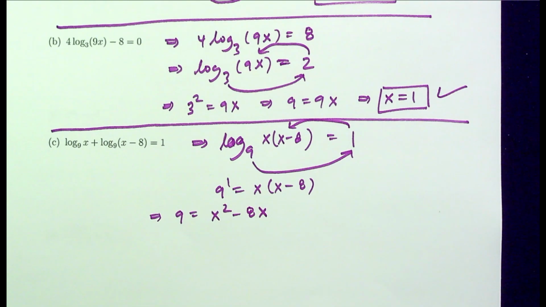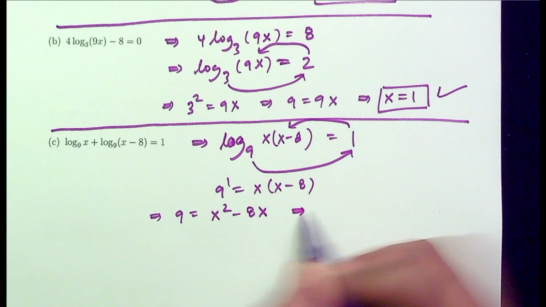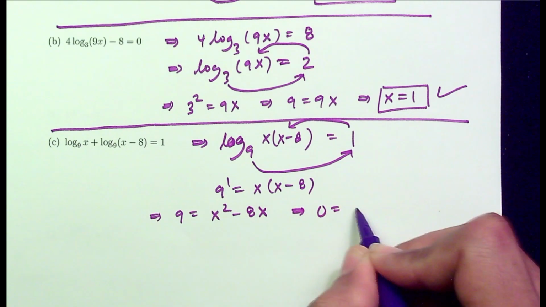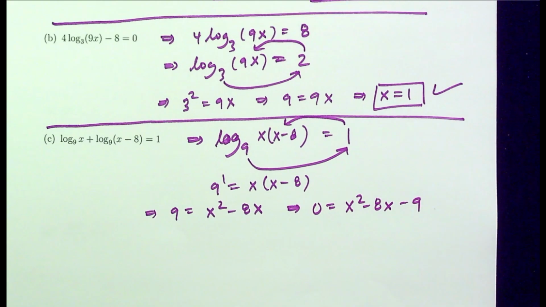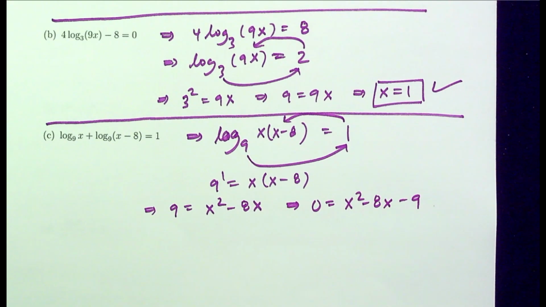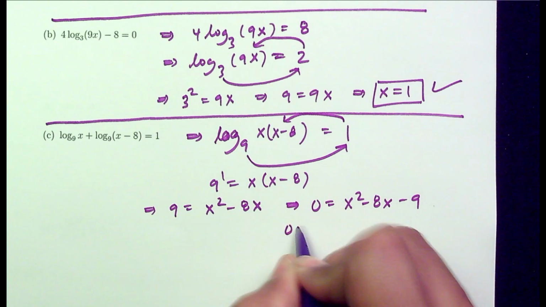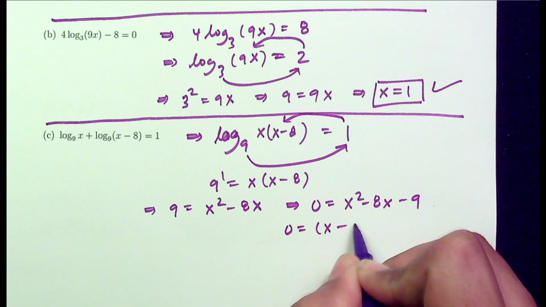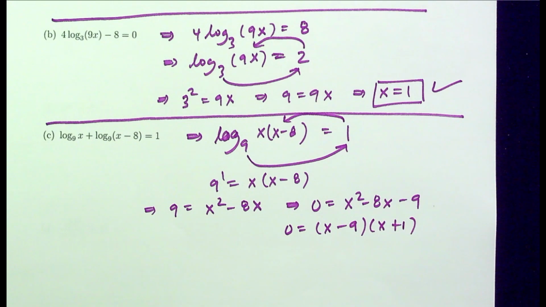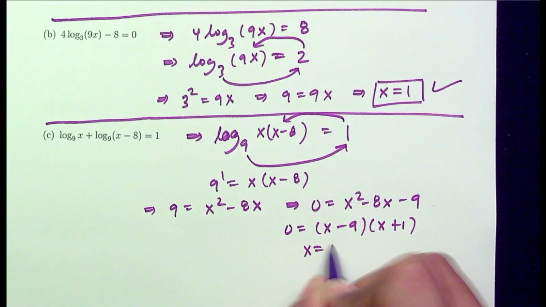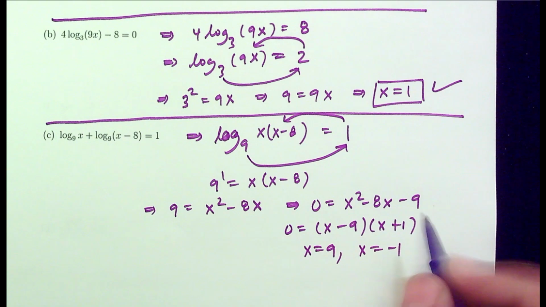And now you see that this is a quadratic. In a quadratic, you know how to solve this already. So we're going to move the 9 to the other side and get 0 equals x squared minus 8x minus 9. And then we either factor or use the quadratic formula. I'm going to factor this one because it factors easily. It factors as x minus 9 times x plus 1. So this means that x equals 9 or x equals negative 1.